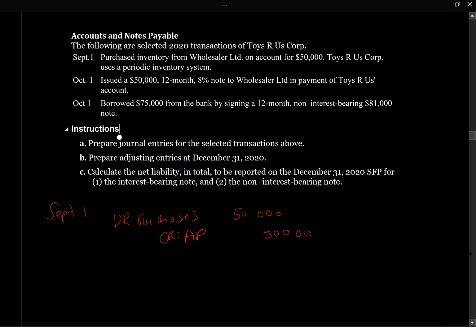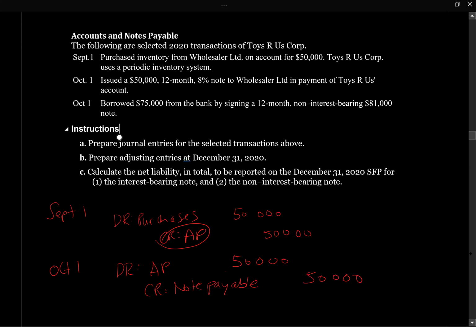Now, next what's going to happen. So on October 1st, they're going to issue a $50,000 12-month 8% note to the wholesaler, for payment of the inventory. So they're paying their inventory, so we need to clear this out. So we're going to debit AP. And we're going to need to set up the liability for the note payable because they've issued a note payable for $50,000 for payment of the inventory.